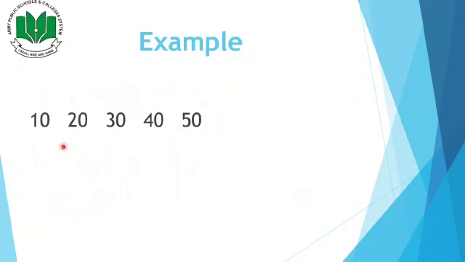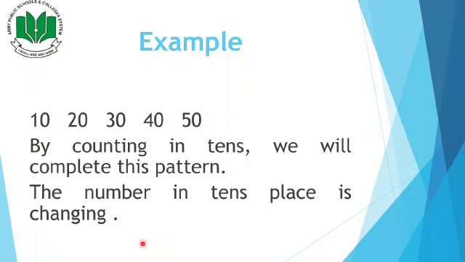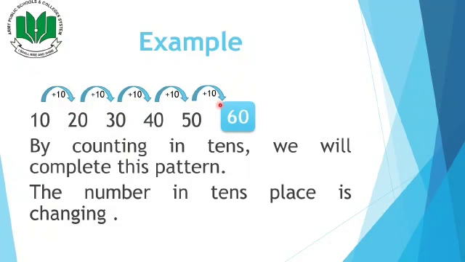There is another example. 10, 20, 30, 40, 50. By counting in tens, we will complete this pattern. Notice that the number in tens place is changing. By adding 10 in 10, we get 20. By adding 10 in 20, we get 30. By adding 10 in 30, we get 40. By adding 10 in 40, we get 50. And when we add 10 in 50, what will we get? We will get 60.